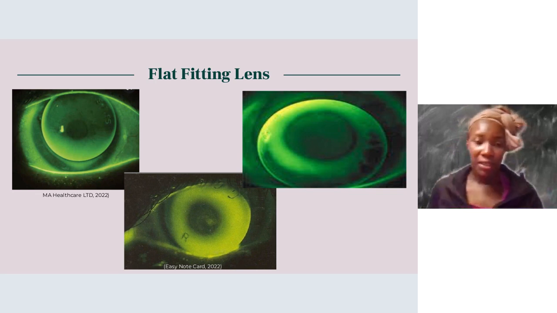Okay, flat fitting lens. What kind of characteristics do we see with those? Central touch, yep. Peripheral pooling, beautiful. And what's happening in this picture here, the first one on the left? Why does this one look different? It doesn't sit well.